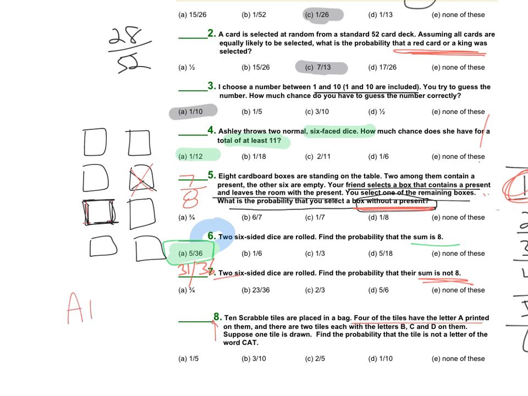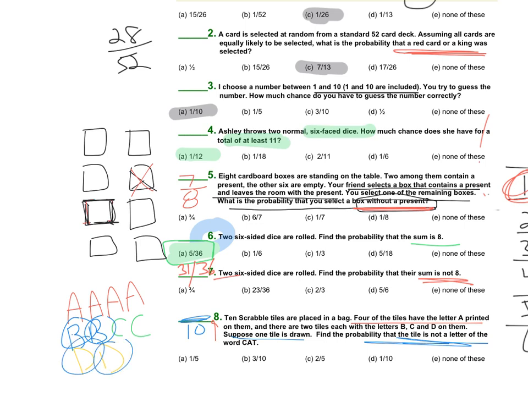Number 8: 10 Scrabble tiles are placed in a bag. 4 of them have the letter A, and it says 2 tiles each with B, C, and D. So there's a total of 10 tiles. 1 tile is drawn, so you have 10 total outcomes. What's the probability that the tile is not a letter in the word cat? Well, letter B is not in the word cat. Letter D is not in the word cat. So there's 4 favorable out of 10 total, and that reduces to 2 over 5.